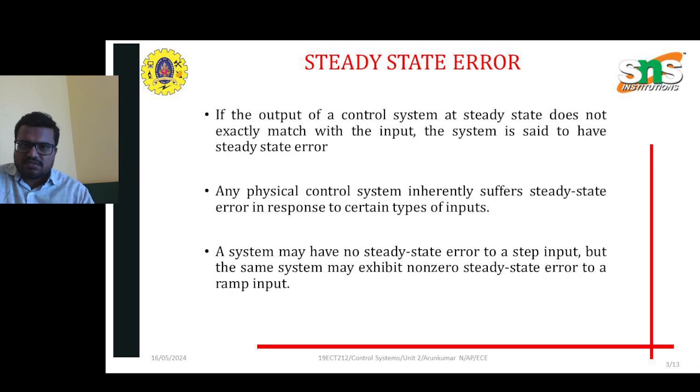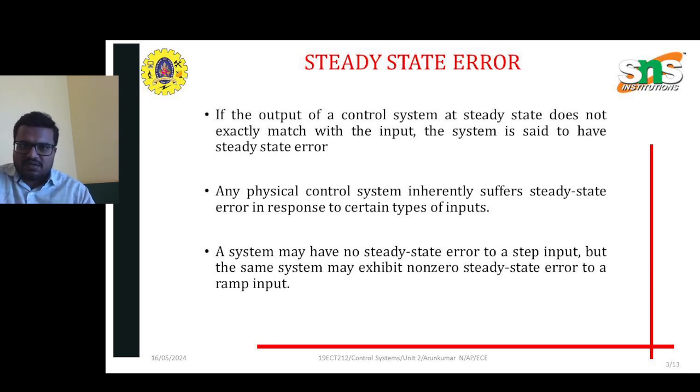Steady state errors. If the output of the control system at steady state does not exactly match with the input, then the system is said to have steady state error. So if you have the output signal, it should match the input signal. If it varies from the input signal, then automatically an error occurs in the control system.